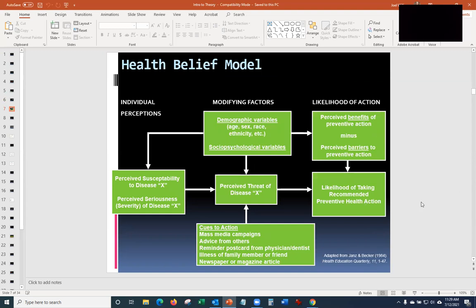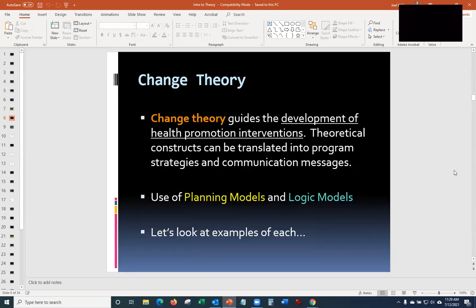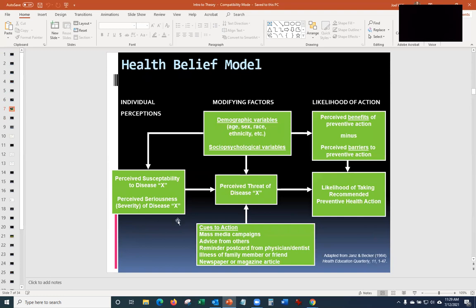So, health belief model is one of the models that we'll talk about, one of the theories, even though it's called a model. One of the theories we'll talk about in this course, and the health belief model is focused mainly on a person's beliefs. And I want to point out the specific beliefs.